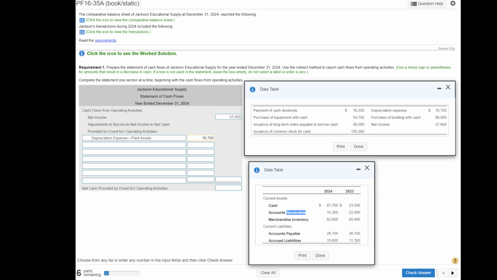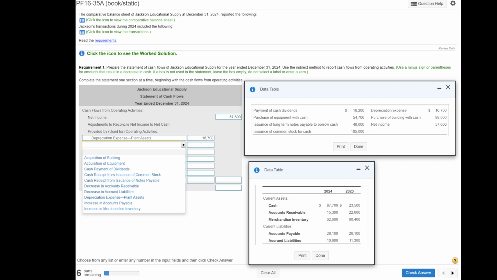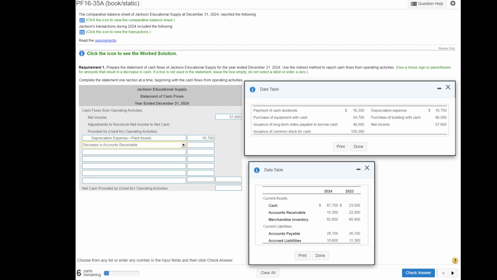Next is AR. What do we have going on with AR? Looks like AR went down, so we have a decrease in AR. So if AR fell, we must have collected on AR, so cash went up. So we're going to find out the difference between 22,000 and 15,300, and the difference is 6,700. And it's positive because cash went up.